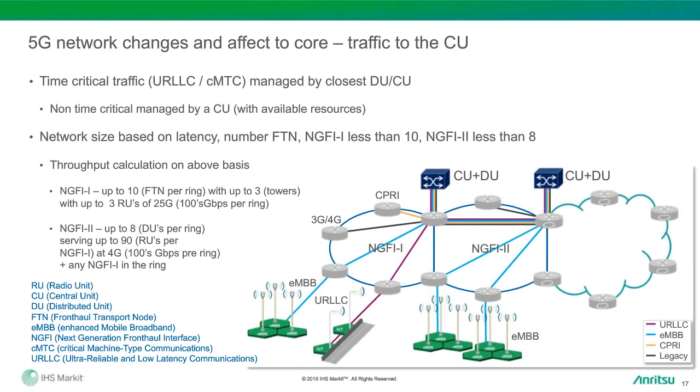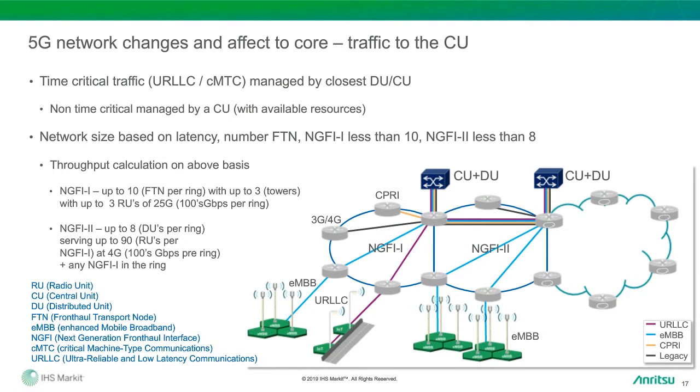Whereas the enhanced mobile broadband, just to the left of that, that traffic could be routed, depending on how busy the closest CU and DU is, to the further away CU and DU on the right, transferring across the NGFI1, the fronthaul, and the NGFI2, the midhaul areas. So it's quite interesting because all of a sudden our traffic routing is changing because of latency concerns. The network size of these NGFI1 and NGFI2 networks themselves has been somewhat broadly defined by the IEEE 1914 standard based on the latency requirements of those rings, because latency is the concern.